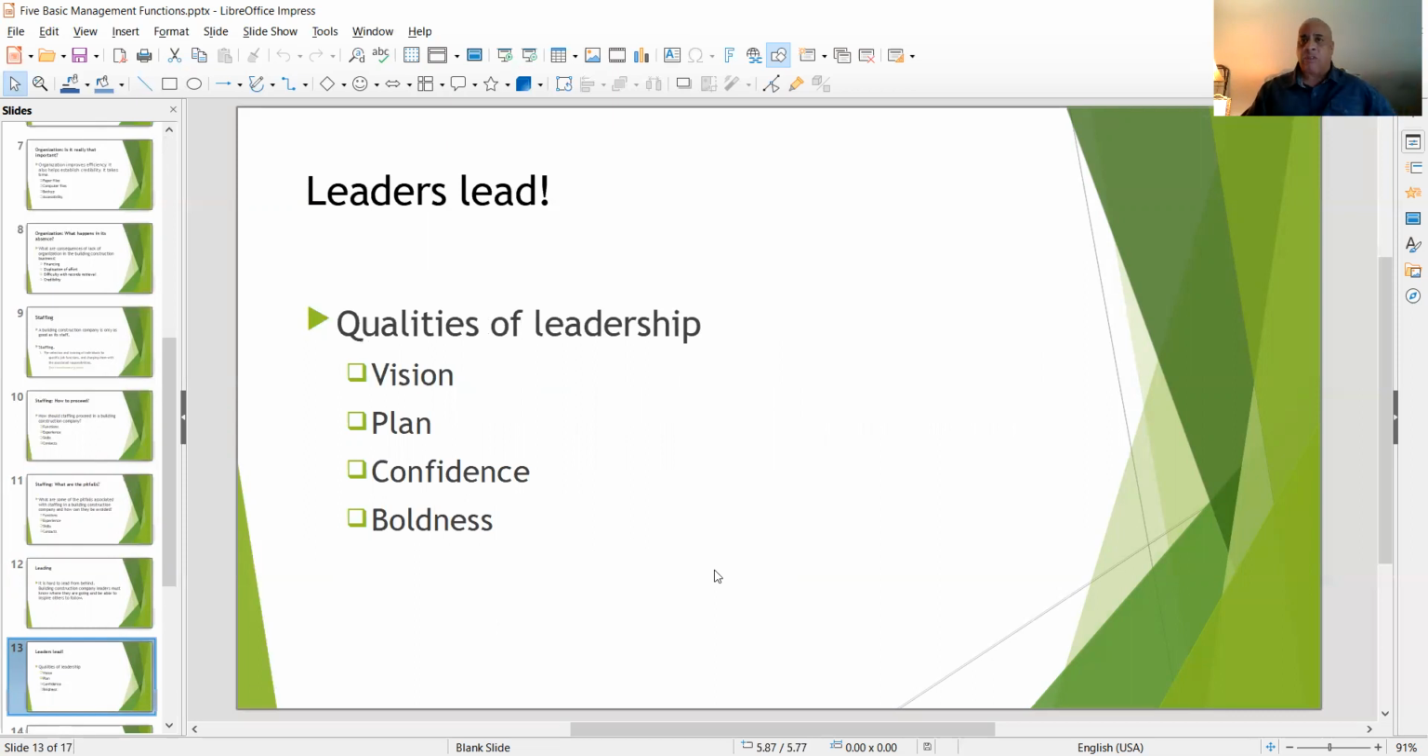So when it comes to qualities of leadership, you need to understand a vision. You need to have a vision. You need to have a plan. You need to have confidence. You need to understand that you're going to make mistakes, so you have to be accountable for your mistakes. You must be responsible, and you must be bold about your decisions, because some of the decisions that you are going to make are not going to be popular.